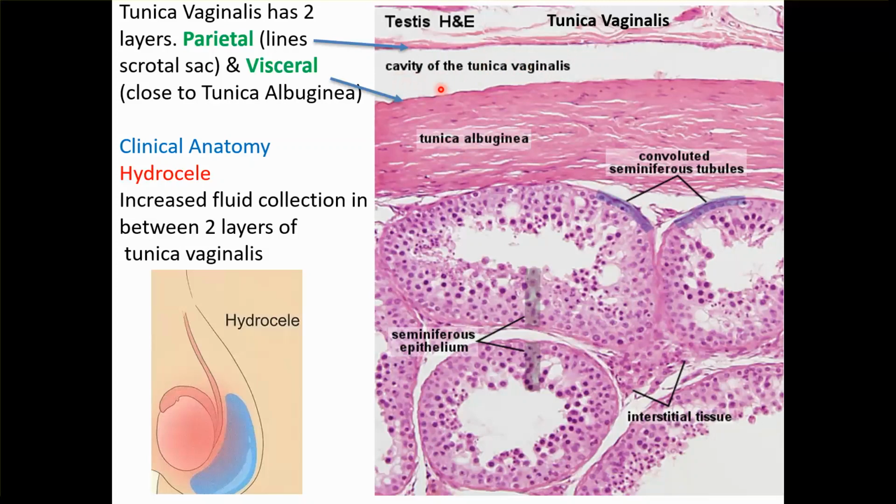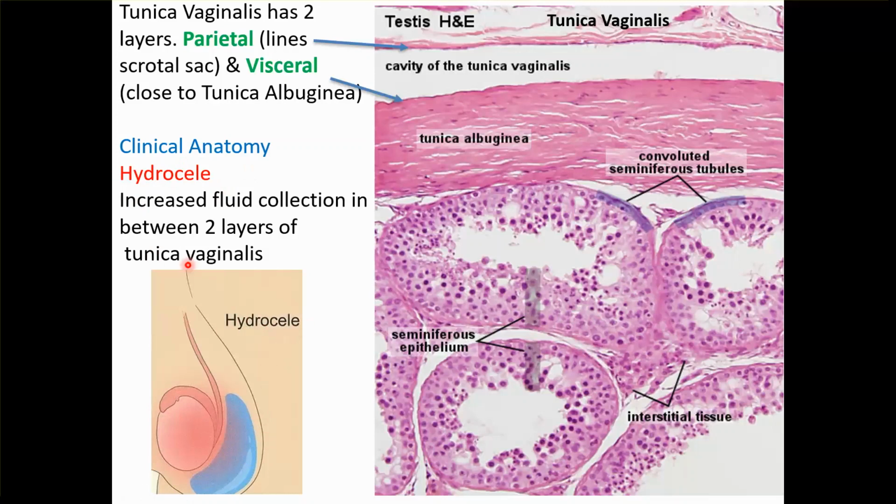Now we can learn a clinical anatomy feature over here. If the cavity of the tunica vaginalis is increased because of increased fluid collection between the 2 layers of the tunica vaginalis, this condition is called hydrocele. And this is how it looks. So you have the testis here, the epididymis, and you can see the collection of fluid over here, and the name of this is hydrocele.